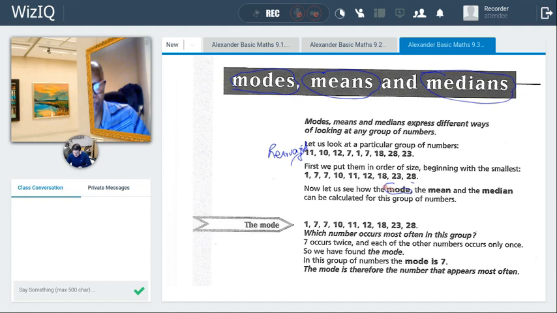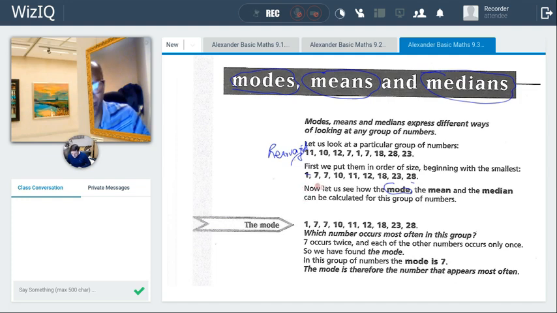The mean is the total of these numbers divided by the total count of the numbers themselves. So we have 1, 2, 3, 4, 5, 6, 7, 8, 9. So 9 is the total data that you have. The data that you have is usually treated as the n. Then you add 1 plus 7 plus 7 plus 10 plus 11 plus 12 plus 18 plus 23 plus 28, and then you divide by 9. Therefore, you're going to get the mean.